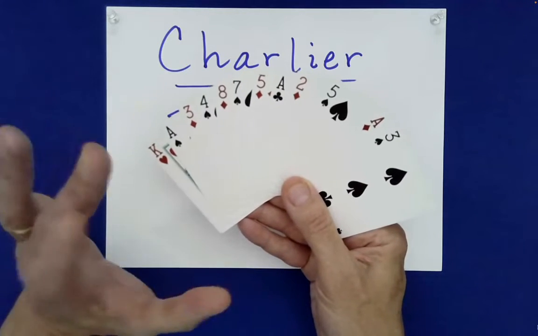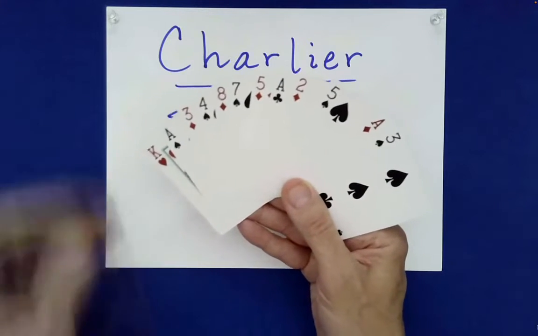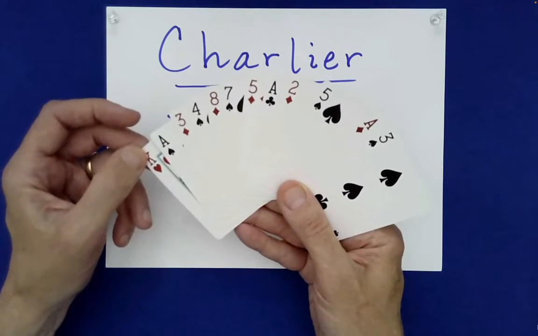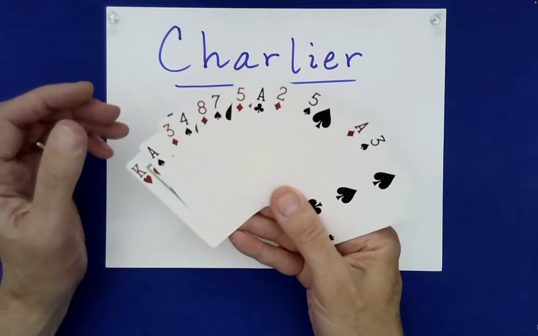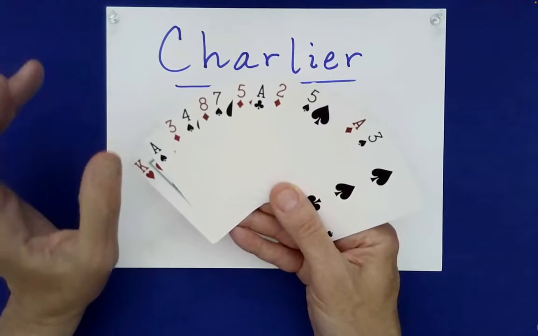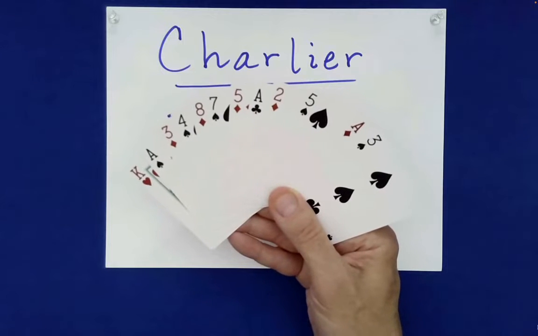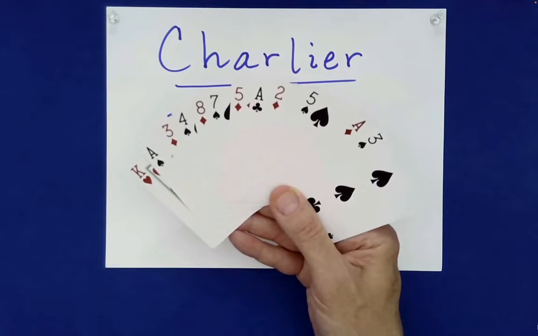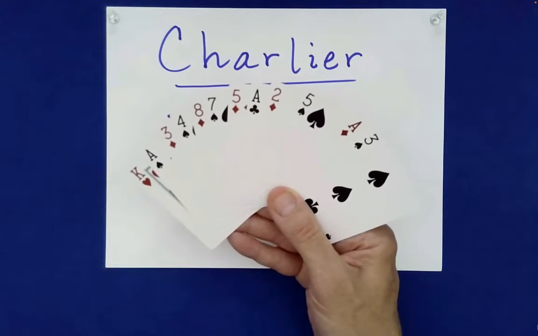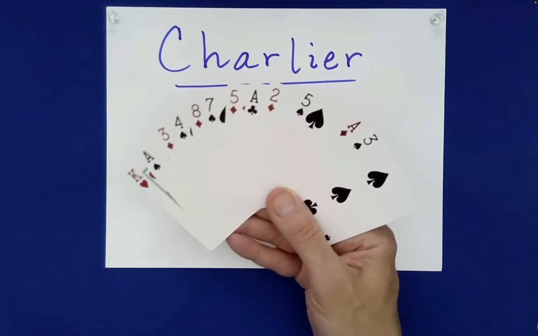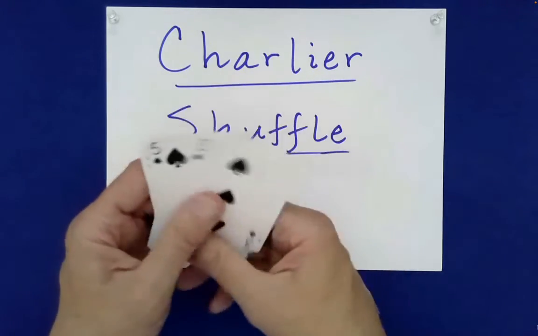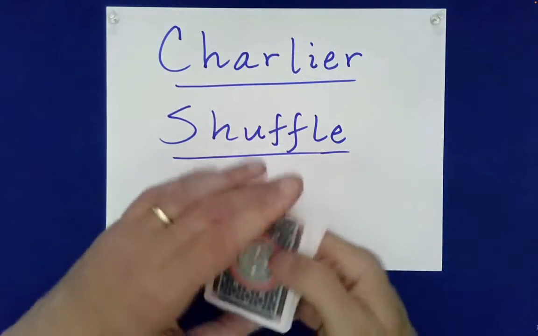Now, for it to alternate in color, starting with a red on top versus a black on top doesn't really make a big difference. Both of those are still cyclic packets that alternate in color. They just happen to start at a different color. Okay, so let's go ahead and apply the Charlier shuffle to this.